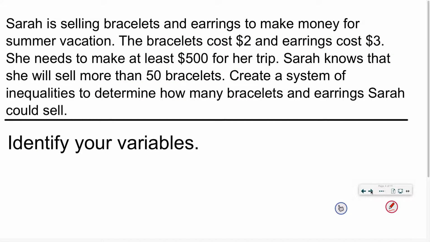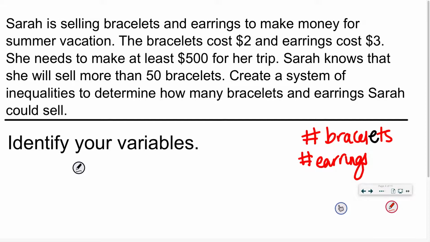What are the variables going to be here? What are we trying to find? The number of bracelets. Good. I heard somebody say the number of bracelets. What else? The number of earrings. Yeah. We're trying to figure out the number of bracelets and the number of earrings that will satisfy both. Can we give these a variable? B and E. Yeah, B and E works.